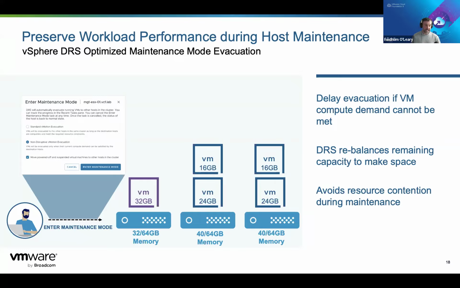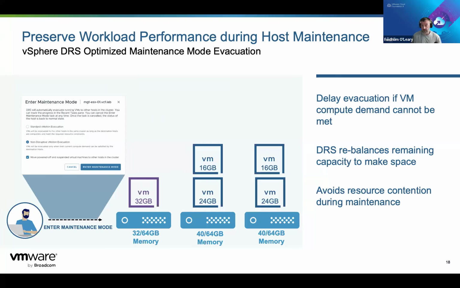The host on the left has 32 gigs memory, and it may have a reservation for that memory as well. So if we were to move it to either one of those other 2 hosts, it's going to have some sort of resource contention. I'm going to overcommit the memory, and it may cause performance problems for that VM.